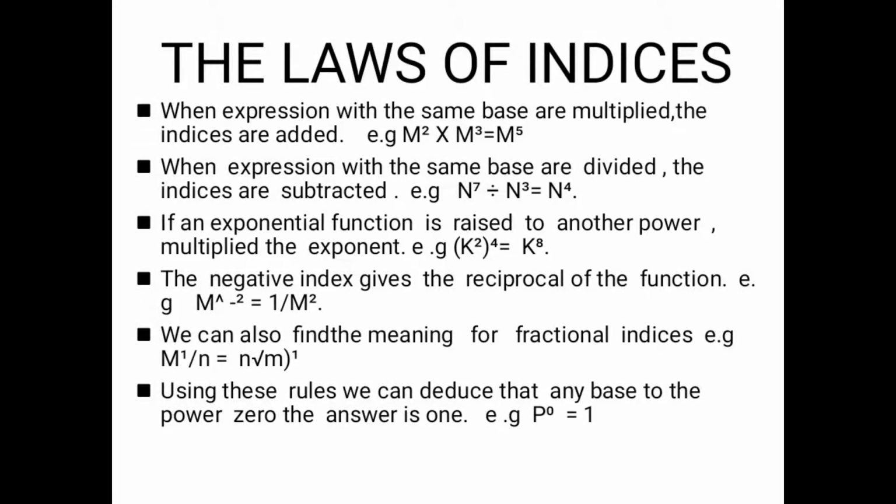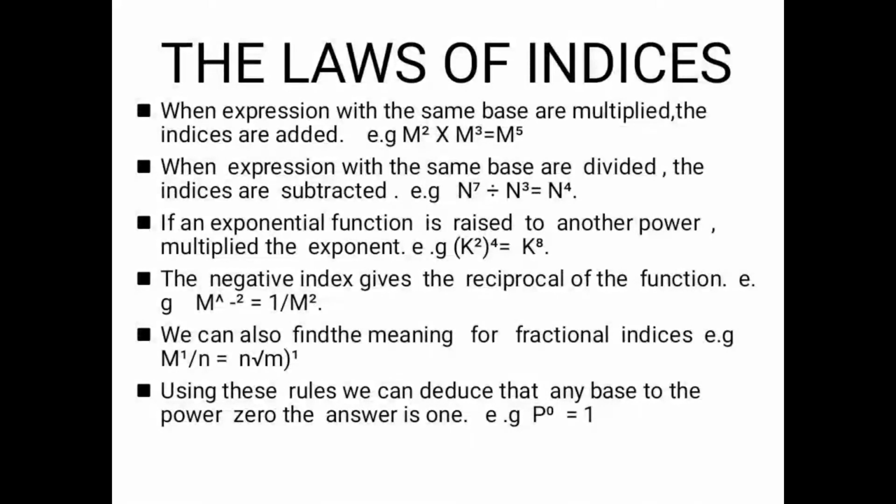Second law of indices. When expressions with the same base are divided, the indices are subtracted. What does this statement mean? When the bases are the same, we just subtract the powers. For example, n power 7 divided by n power 3. Since the bases are the same as n, we subtract the powers. 7 minus 3, the answer is 4, which is n power 4.